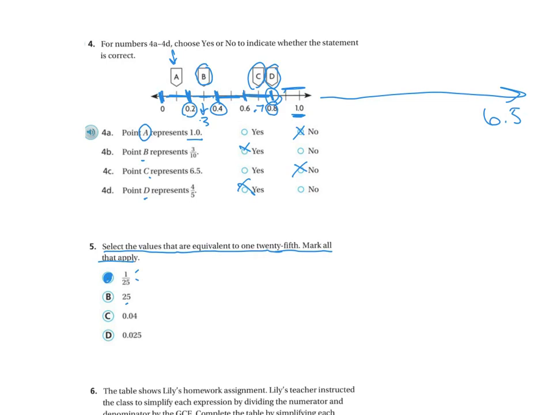400ths is equivalent to 1/25, and 25 thousandths, no.